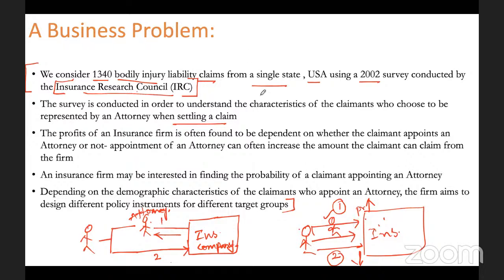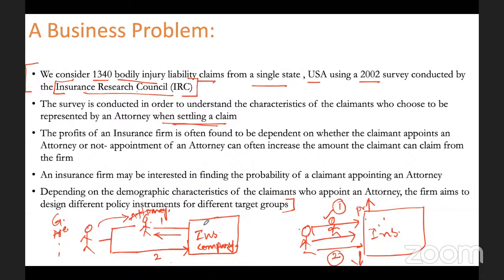Let me repeat quickly, and then I'll take questions if you have any. The whole exercise here is that the Insurance Research Council wants to understand what kind of customers are going to be represented by an attorney when settling a claim. That means gender wise, age wise, marital status wise, what kind of customers are going to approach the attorney in future while settling the claim. When they meet with an accident, they'll have to file the insurance documents, right? During that period, are they going to approach an attorney for that process, or are they going to represent themselves without contacting an attorney?